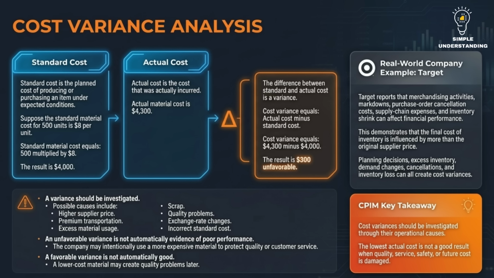Real-world company example. Target reports that merchandising activities, markdowns, purchase order cancellation costs, supply chain expenses, and inventory shrink can affect financial performance. This demonstrates that the final cost of inventory is influenced by more than the original supplier price. Planning decisions, excess inventory, demand changes, cancellations, and inventory loss can all create cost variances. CPIM key takeaway. Cost variances should be investigated through their operational causes. The lowest actual cost is not a good result when quality, service, safety, or future cost is damaged.